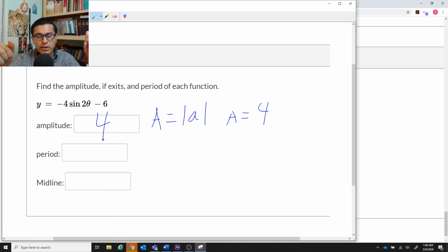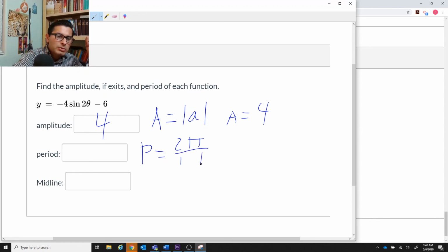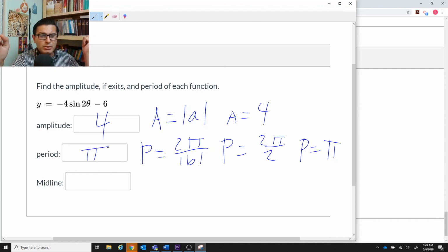Now, our period, that's going to be based on our B value. But specifically, it's going to be 2 pi over our absolute value of whatever our B value is. So P is going to equal 2 pi over 2, which the 2's cancel out. So our period is just going to be pi. So here we would put pi, or pi would work as well, I believe. Or she might also be looking for the 360 divided by that, so you would just do 180 degrees in there.